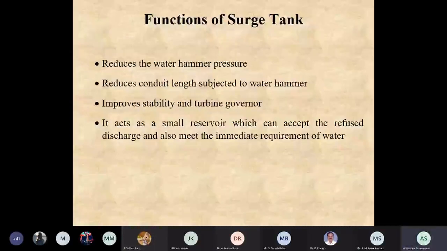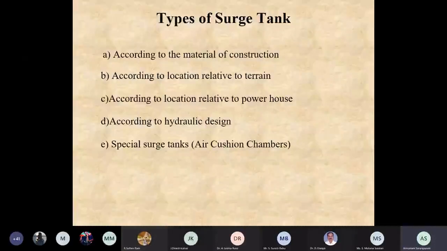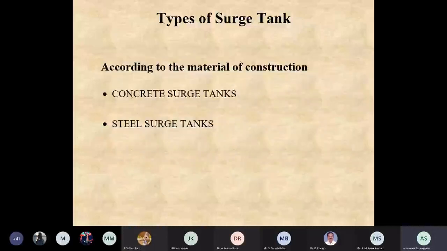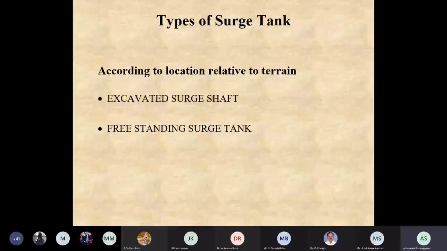And types of the surge tank: according to the material of the construction, according to the location related to terrain, according to the location related to the powerhouse, according to the hydraulic design, and the special surge tank like air cushion chamber. Everything we have seen in the picture before. According to the material, one is concrete surge tank and another is steel surge tank. And one will be excavated underground and one is freestanding. These also we have seen in the picture.